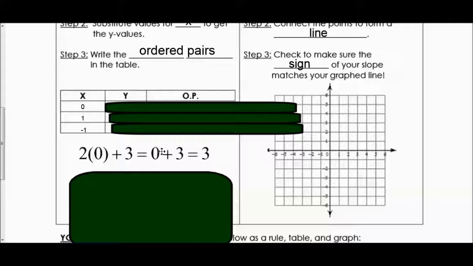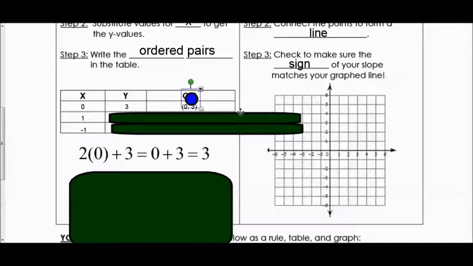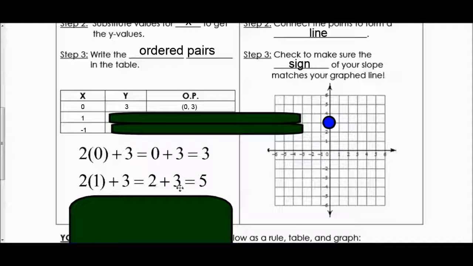When I plug in 0, it's 0 times 2, that's 0, plus 3, that would give us 3, so our first point is 0, 3. The next point we're going to plug in 1, 2 times 1 is 2, plus 3 is 5, so our second point is 1, 5.